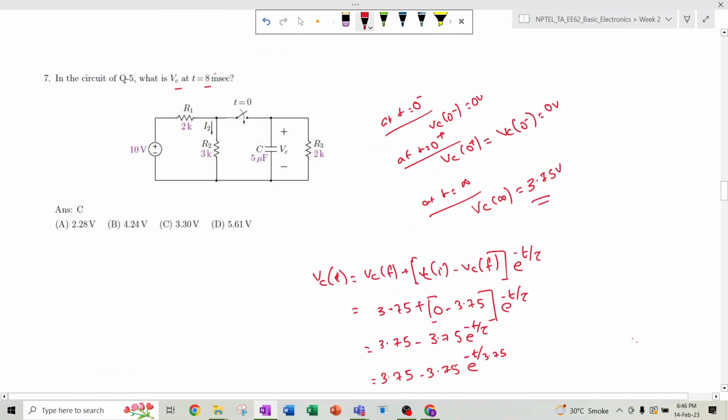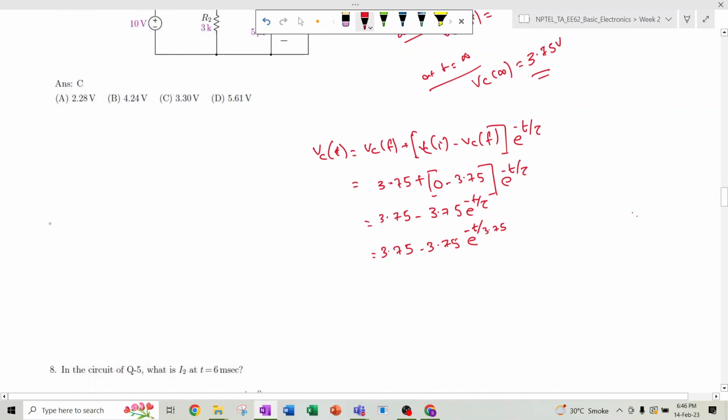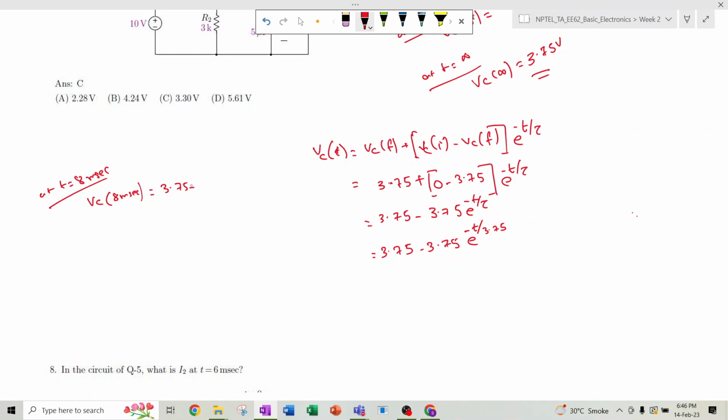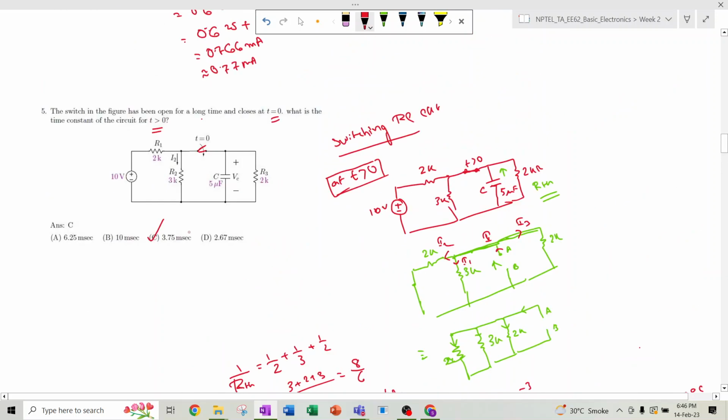Now in the question it is asked what is the value of voltage Vc at t equal to 8 millisecond. So at t equal to 8 millisecond, Vc(t) will be 3.75 minus 3.75 e to the power minus 8 divided by 3.75. The value of the time constant is 3.75, right? Yeah.